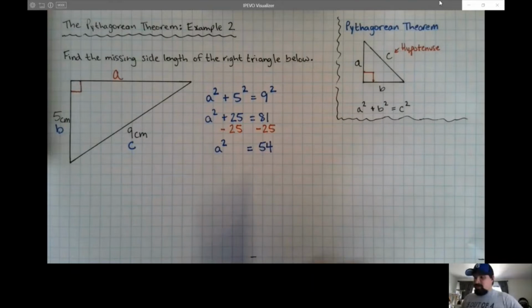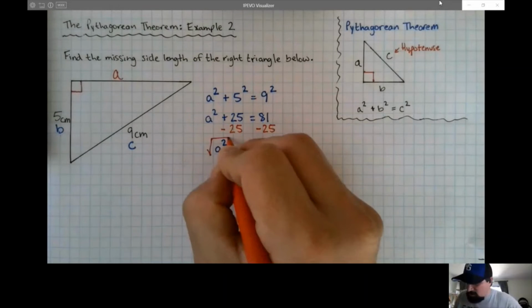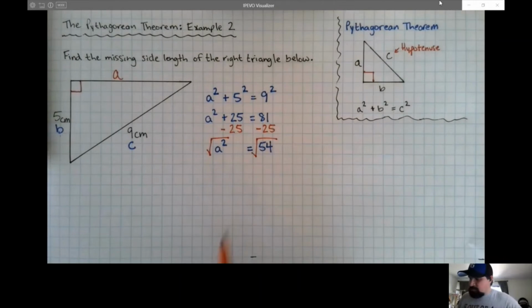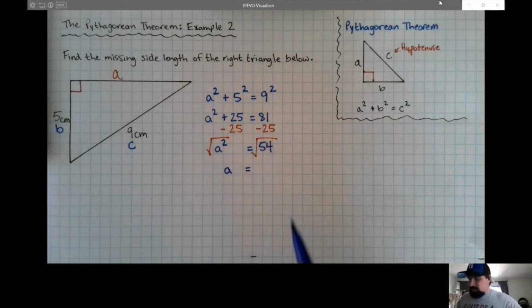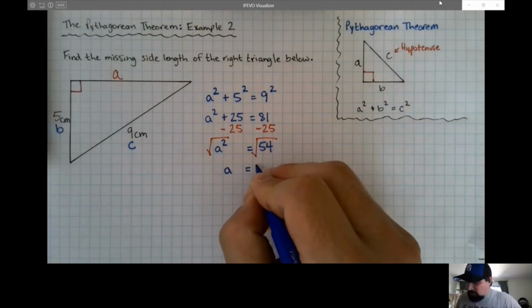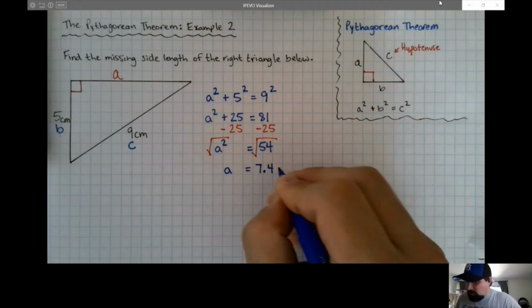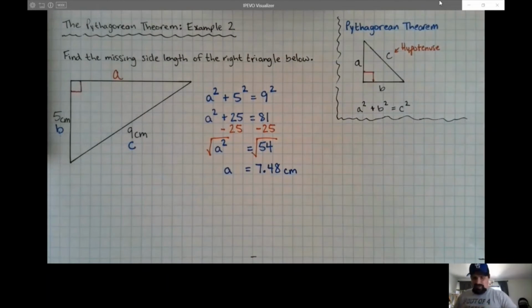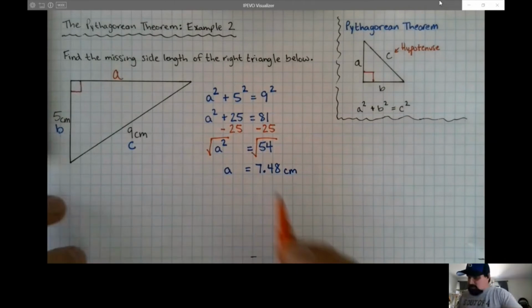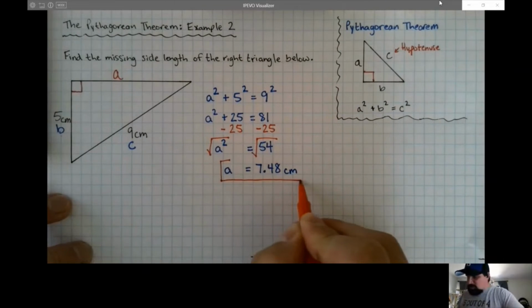Then we're going to do the same thing we did in the previous example and take the square root of both sides. The square root of A squared leaves me with just A. The square root of 54 is not a friendly number, but we will round that to 7.48 centimeters. Once again, we found our missing side. And the example is done.